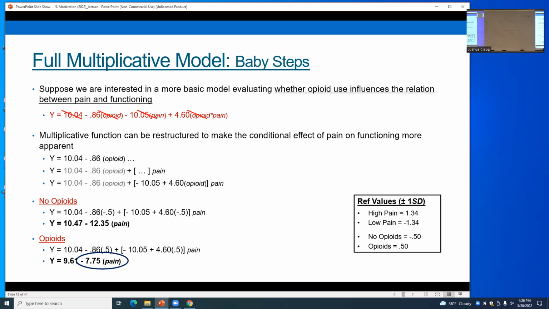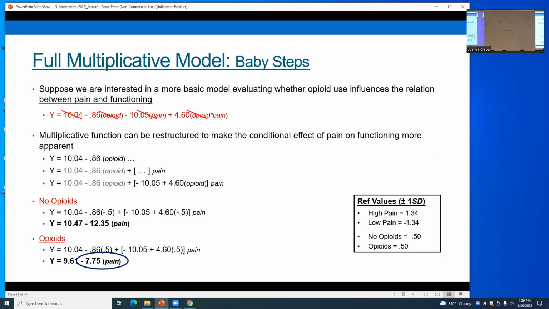So for every 7.75, or sorry, for every increase in pain, role function. Okay, yeah, so you can say it that way. I would probably still say for every unit increase in pain, we get a 7.75 unit decrease in role function. But yeah, technically what you said is fine, just playing around with the things.